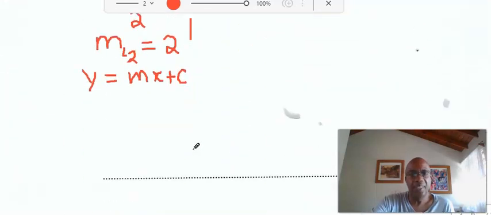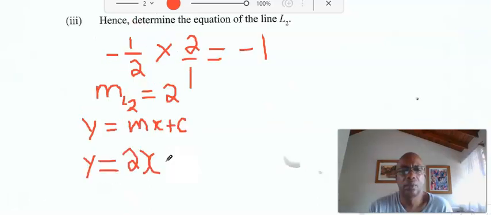So we go down and we write y equals the gradient m, which is 2, x minus 5. And that is the equation of the line L2.